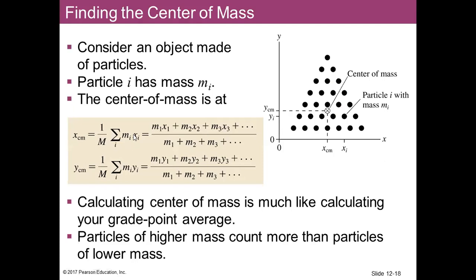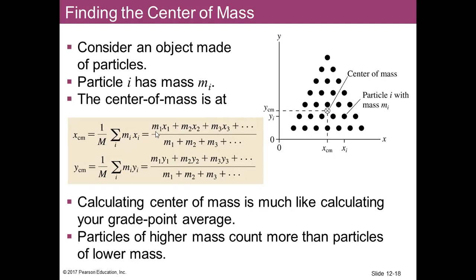So for the ith number of particles, we have the x coordinate, which is the same as 1 over M, where capital M stands for the sum of the masses of the individual particles, times the sum of the product of the mass and the corresponding distance to the center of that particle.